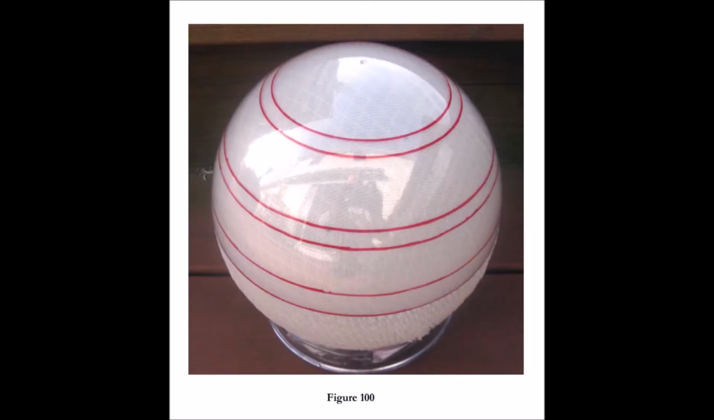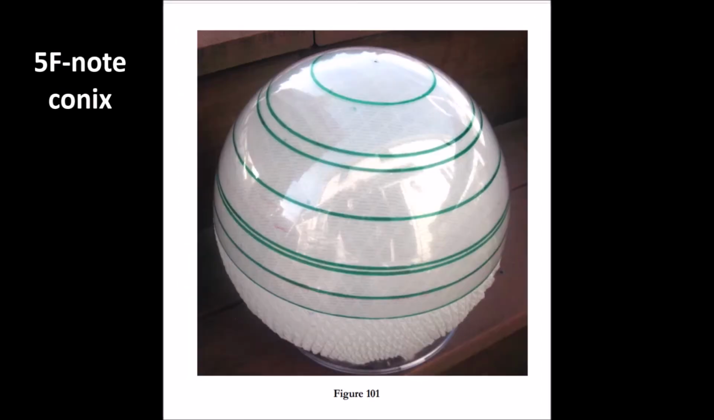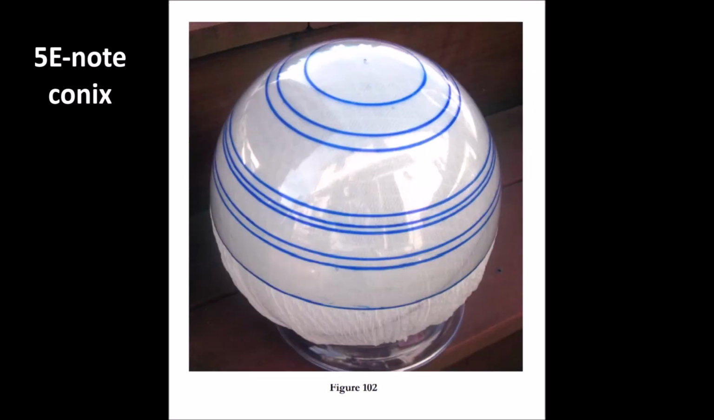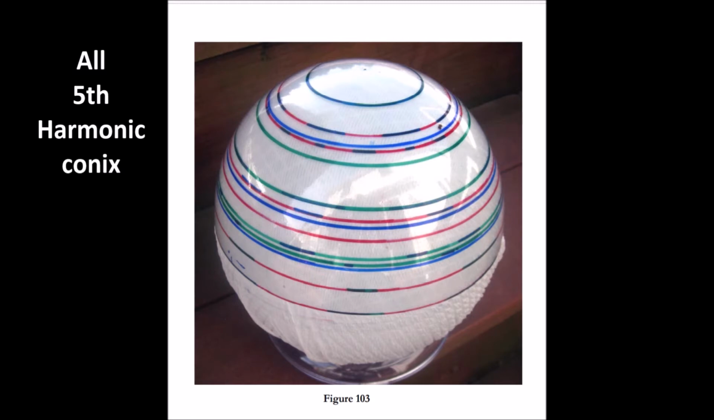These following illustrations show all the conics for each interval drawn on a sphere for visual comparison. These are the 6 5V note conics drawn on a sphere. These are the 8 F note conics. And here are the 9 5E note conics. And finally, this is the integration of all 23 fifth harmonic conics drawn on a sphere.